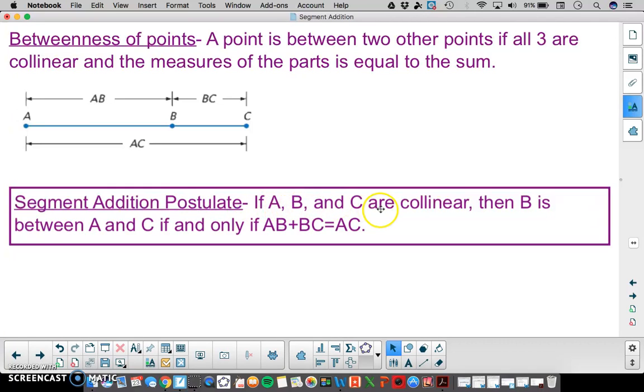If A, B, and C are collinear, then B is between A and C if and only if AB plus BC equals AC. So our segment addition postulate will be our reason that we provide in proofs. So we're going to take a look at some proofs next.